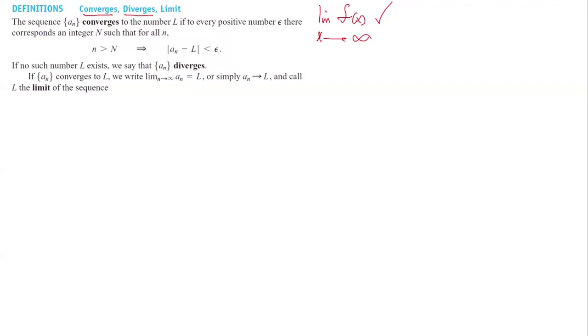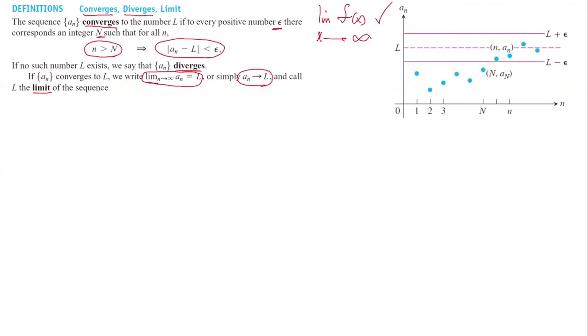The sequence a sub n converges to number L if for every positive number epsilon, we can find an integer N such that beyond that point, the y values are getting closer and closer to a fixed number L. If you don't have that L, then you say the sequence diverges. We simply say that the limit of a sub n as n goes to infinity is equal to L, or a sub n approaches L, and call L the limit of the sequence.